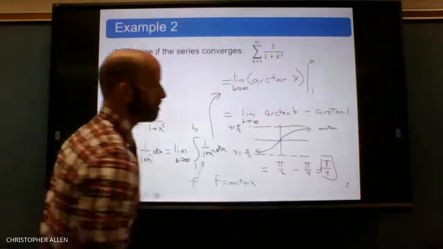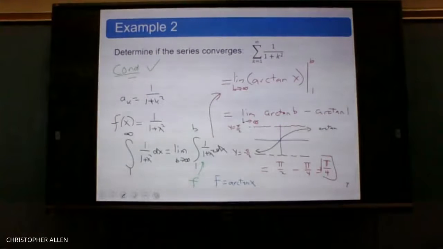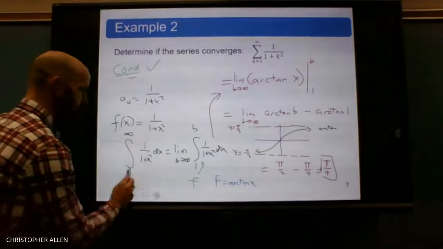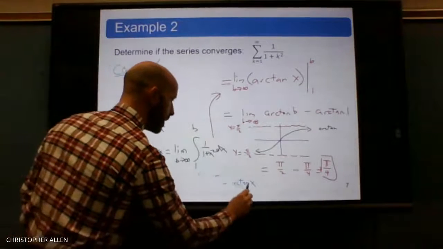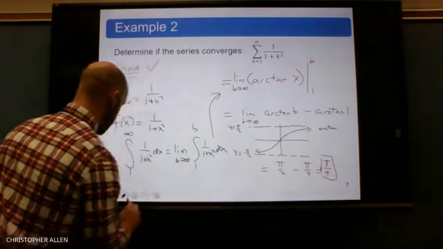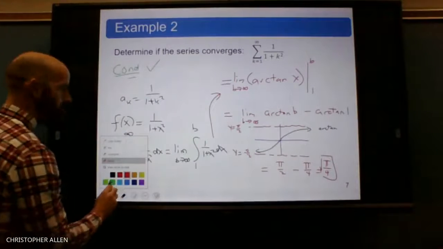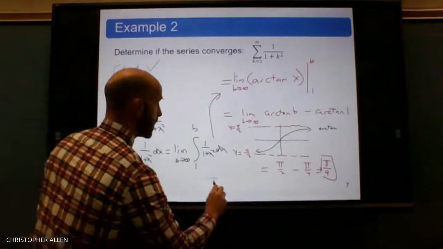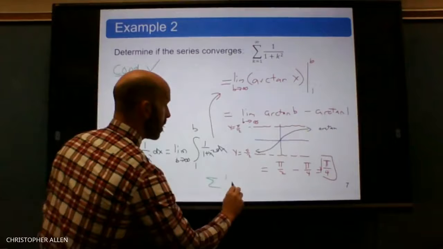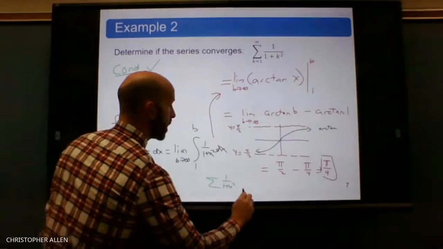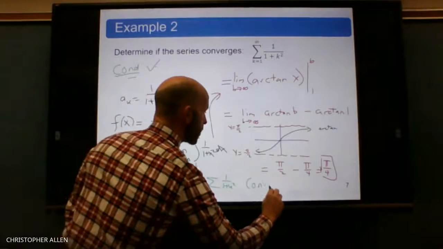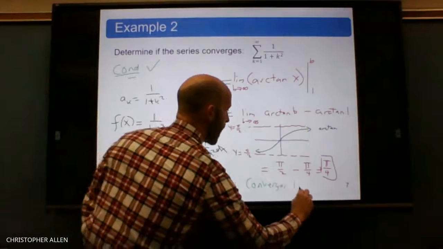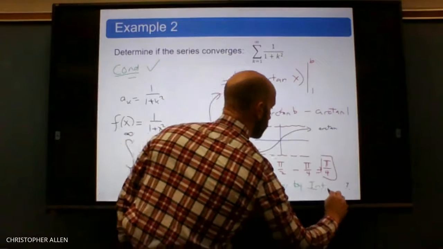Now, I kind of circled that. Maybe I shouldn't have done that. I'm going to clear up a little bit of space down here for myself. Let me get rid of this. And I'm going to answer the question. Let's do that in green. And I'm going to say that the series 1 over 1 plus k squared converges by the integral test.